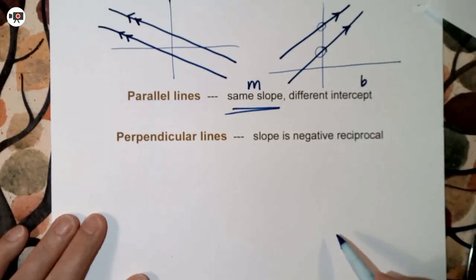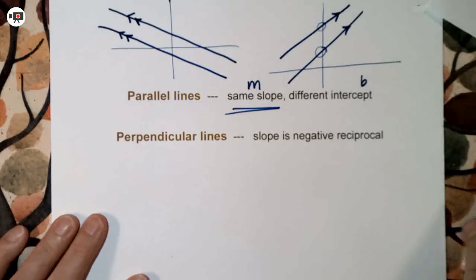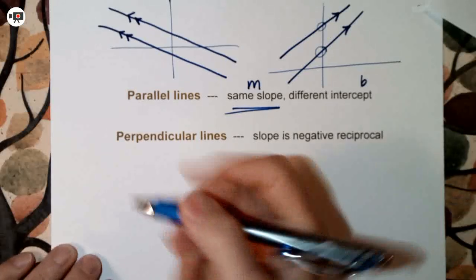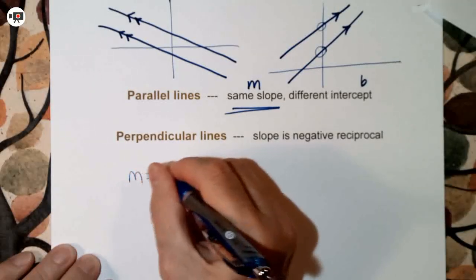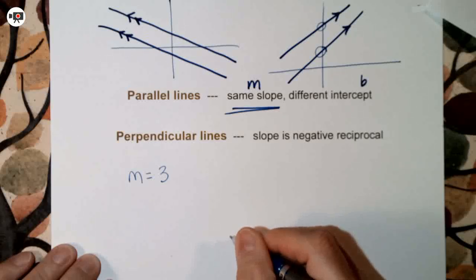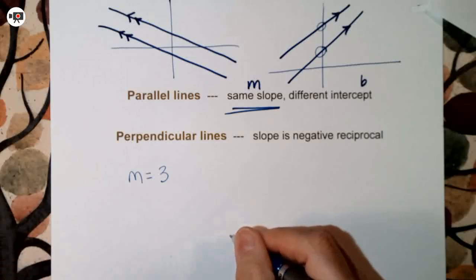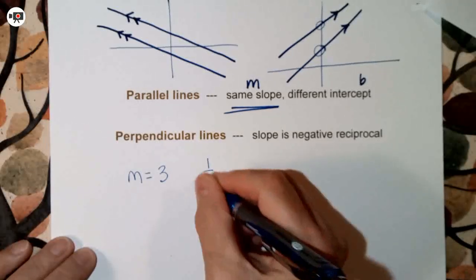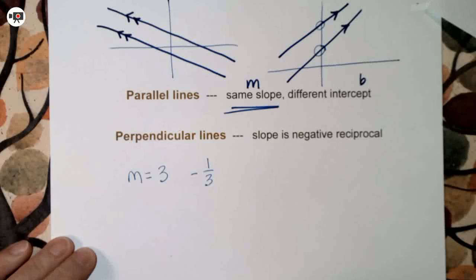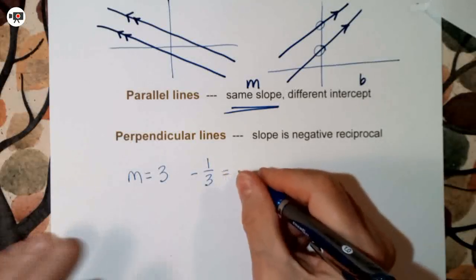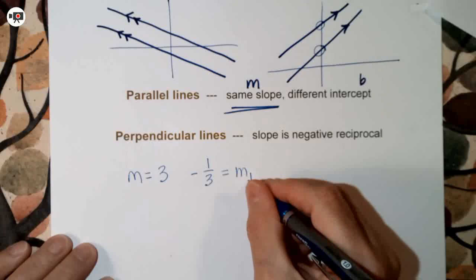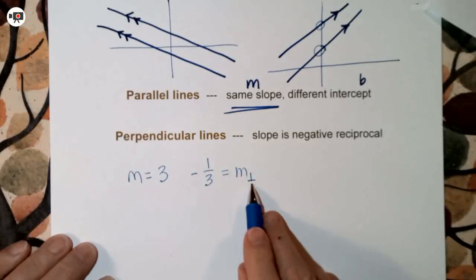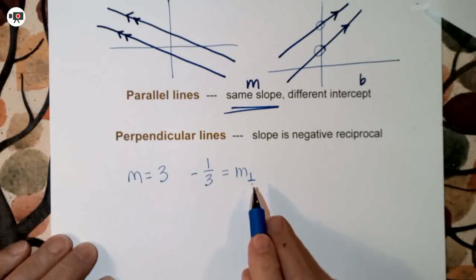Perpendicular lines. For perpendicular lines, the slope is the negative reciprocal. So, for example, if we had a slope equals 3, the reciprocal is 1 over 3, and make it negative. Another way to write it is the slope of the perpendicular line. Remember subscripts. This is a subscript. It's a perpendicular sign.